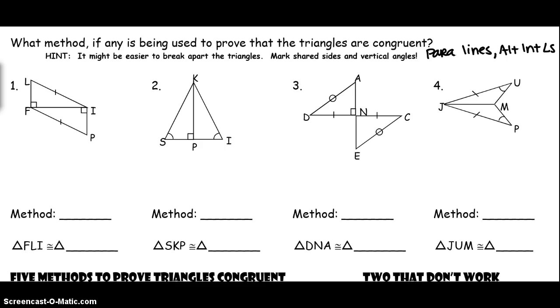So let's look at number 1. Does it have a shared side? Sure does, right there. I see it, okay? So it does have a shared side right here. I'm going to use blue. And does it have any vertical angles? No. Does it have any parallel lines? No. So let's break that triangle off, and I'm noticing that there's a 90-degree mark here, this is marked here, and this is marked here.